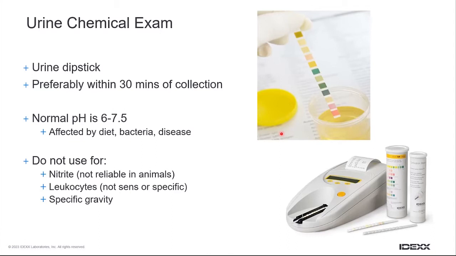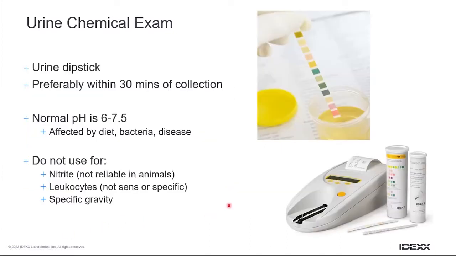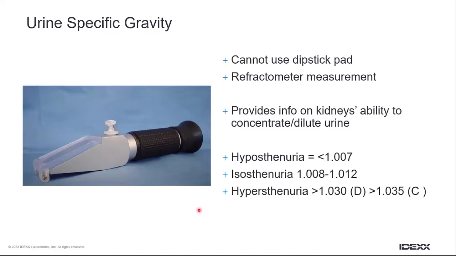It's not very reliable. And then, of course, most of the pads do have a specific gravity pad on them as well. I'm sorry, the computer seems to have a mind of its own. Just change that back. The specific gravity pad is not reliable either. You absolutely must use a refractometer in order to get a representative urine-specific gravity. So speaking of which, here is the refractometer, which is essential for urine-specific gravity.